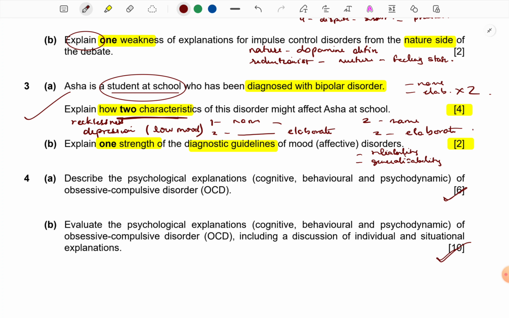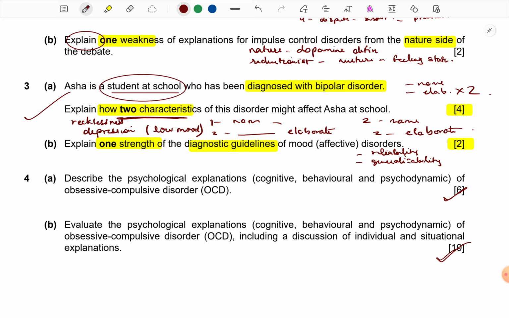But generally, reliability comes to mind because consistently we are using the same diagnostic criteria to diagnose each and every case. So it's very standardized. That is one thing. So definitely we have to name the strength and then just elaborate again. Giving an example is always the best way of elaborating.